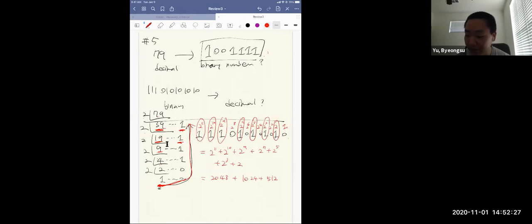And 2 to the 7 is 128, 2 to the 5 is 32, 2 to the 3 is 8, plus 2. Add all together: this is 10, this is 160, and so this is 170. So it is 3072 plus 512 plus 170. By calculator, I got 3754.